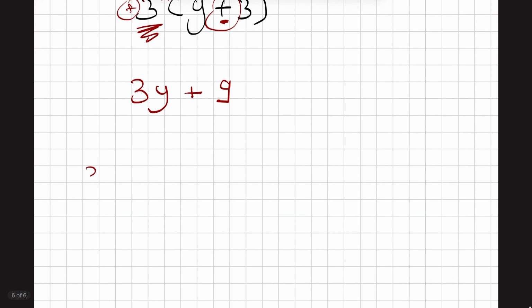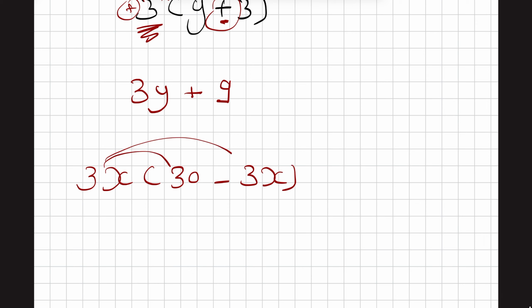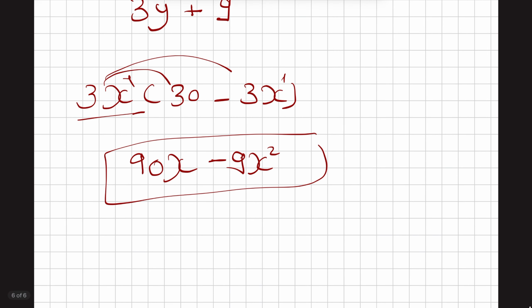Another one would look like 3x, let's say. We have here, let's say 30 minus 3x, okay? So the same thing here, we're going to expand by multiplication. 3x times 30: 3 times 0 is 0, 3 times 3 is 9, so we have 90x. And we have 3x times minus 3, which is actually minus 9x, and x times x is actually going to be x squared, because we add the powers in multiplication, don't we? So my final answer would look like 90x minus 9x squared.